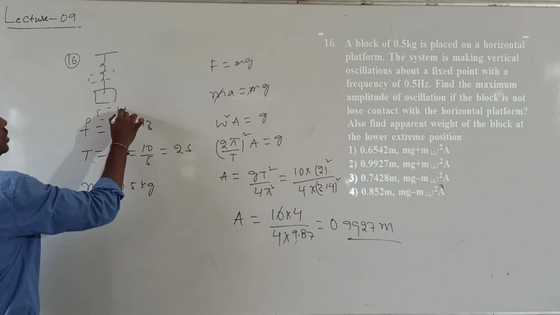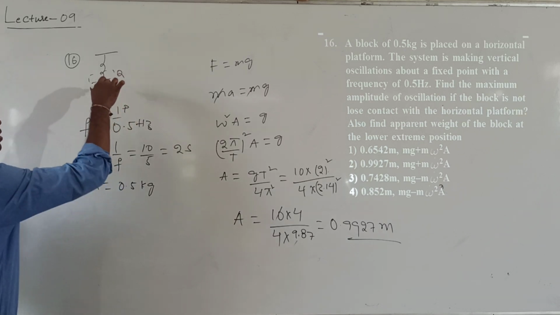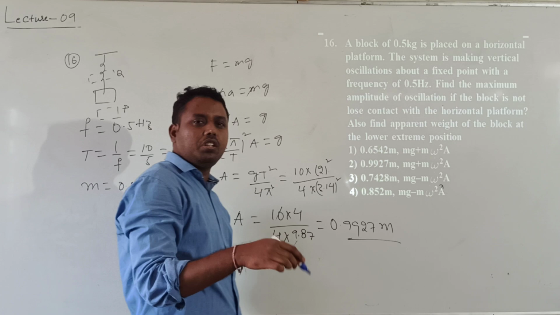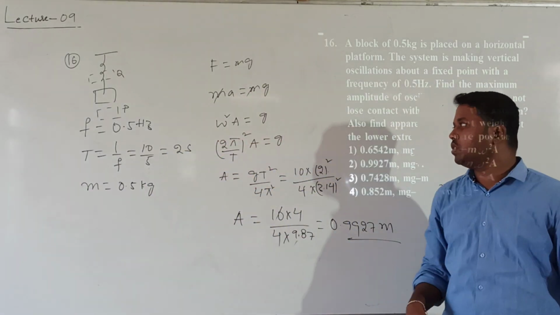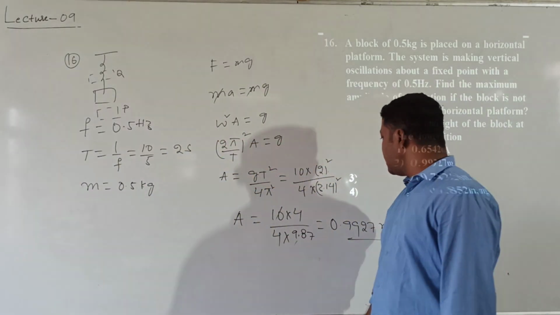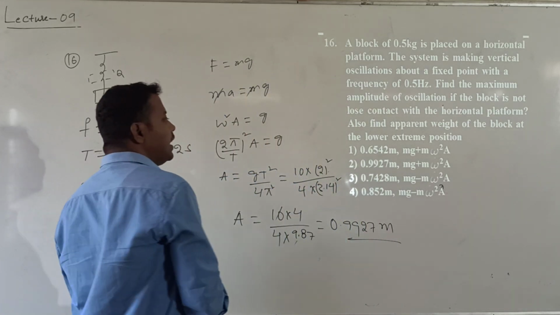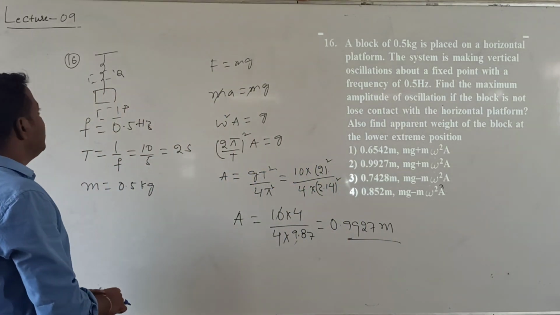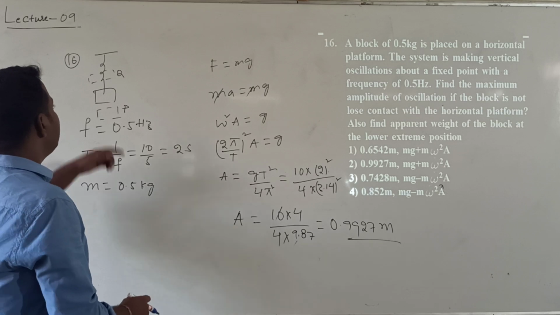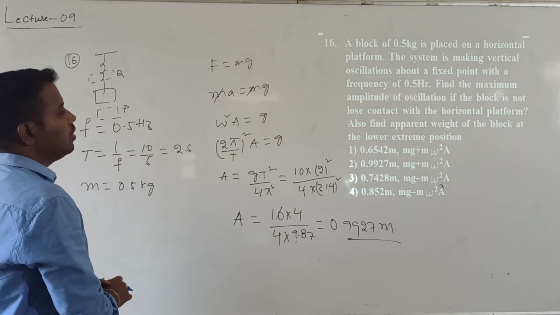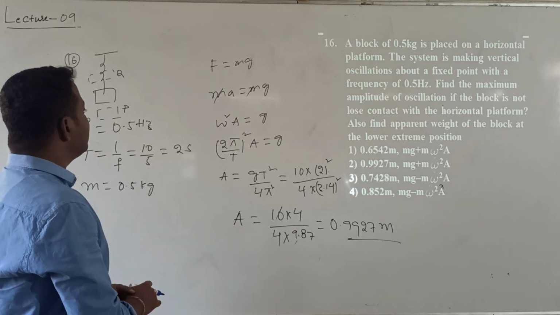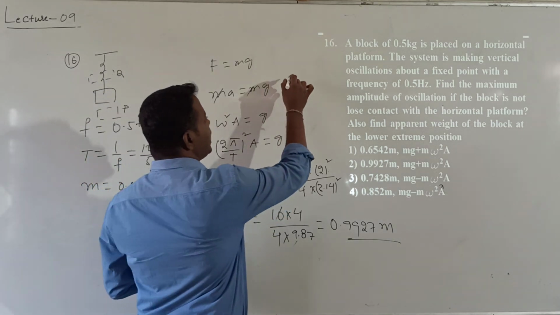Can I call this position P and this position Q? Which is the lower extreme position? So P is the lower extreme position. For this lower extreme position, what is the formula to calculate it? Now the block is oscillating, moving up and down. So what I can write is T minus mg.